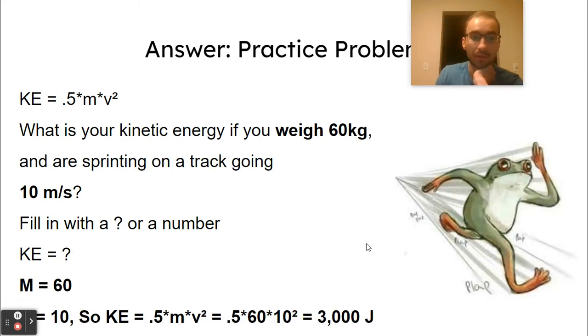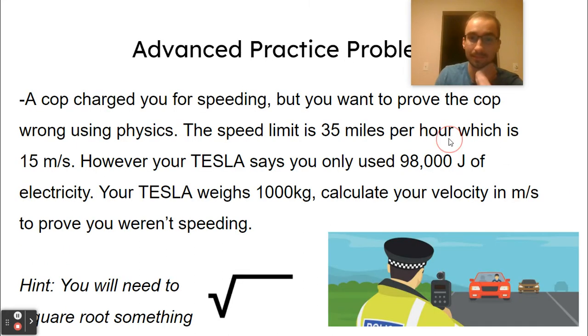Okay, hopefully you noticed. We don't know K, but we know M, we know V is 10. So you take 1/2 times M, which is 60, times 10 squared. So 1/2 times 60 times 10 squared, and you should end up with 3,000 joules. That's a lot of energy while you're sprinting.